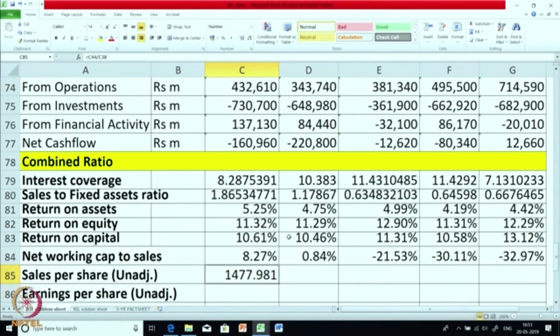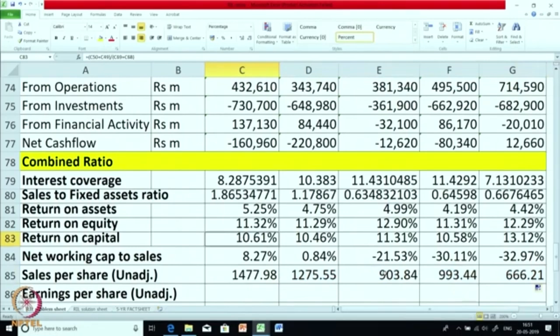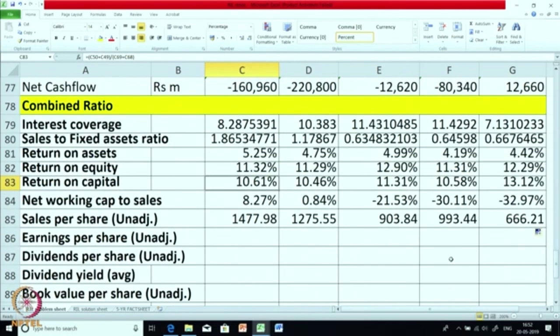So, 14477.98, and if we drag it over a period of time, you can see there is a slow fall in the sale per share, because the sale performance has dropped while the number of shares have gone up. So, there is a fall in sale per share.